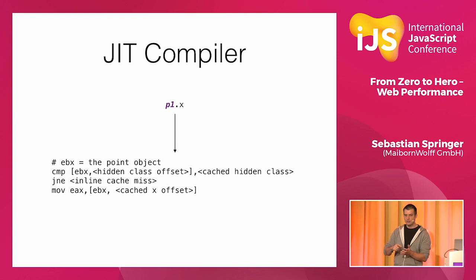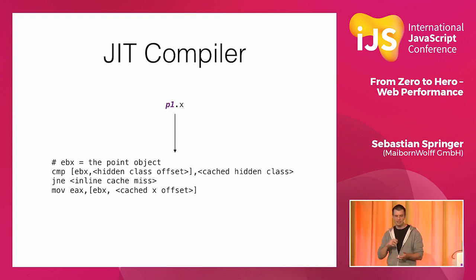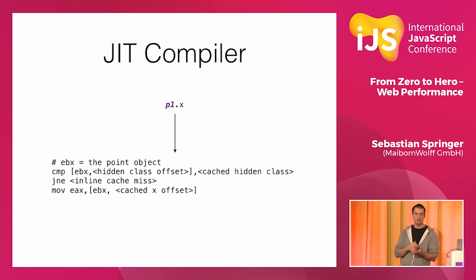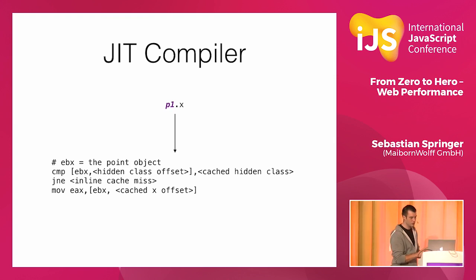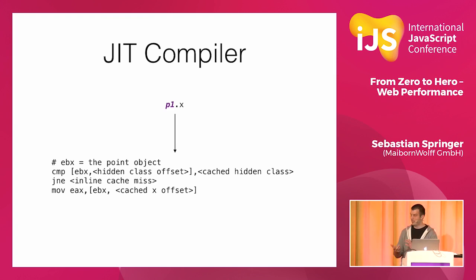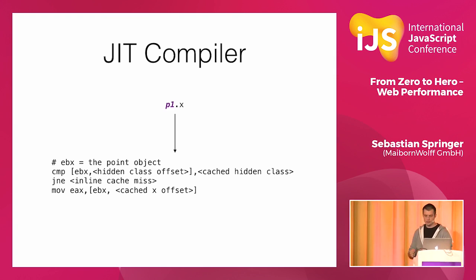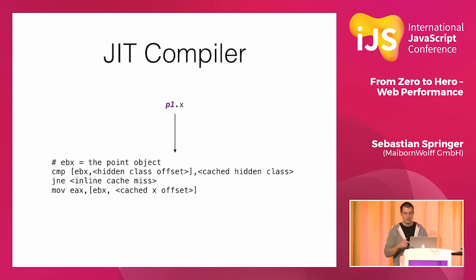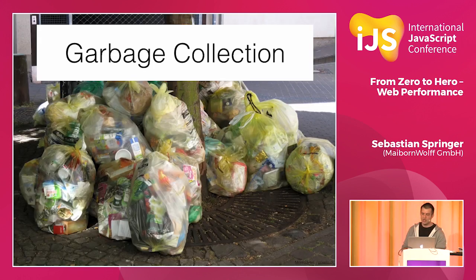If not, then the engine detects the miss, or the cache miss, and it goes back, reverts the optimization, and falls back to the original machine code version of your object, and the performance goes down. So please reuse your structures, because that's good for your performance. So as I said, everything's an object and everything's in memory. So one important thing is the garbage collection.